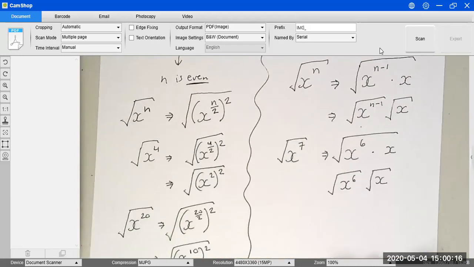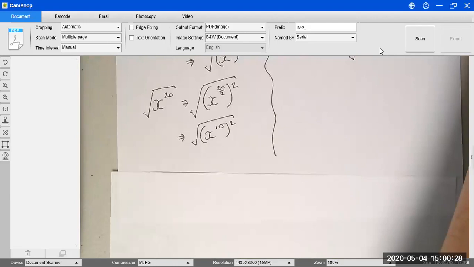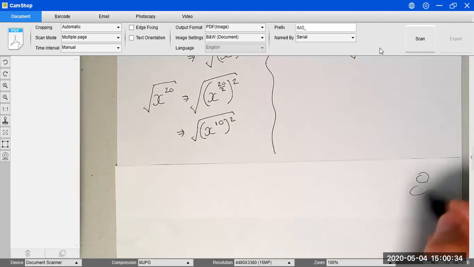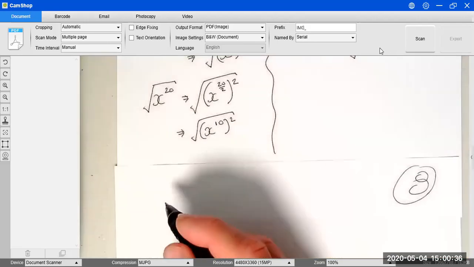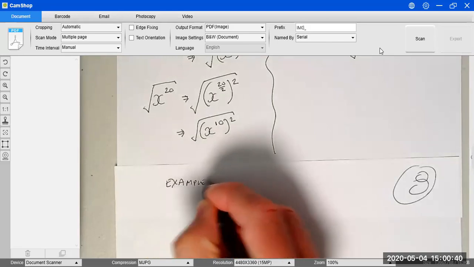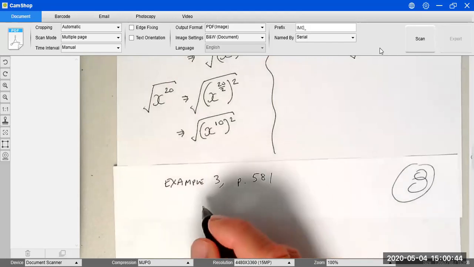So I'm going to solve 3 problems, and then you're going to continue doing the same thing, and that is going to be all for today. So let me solve 3 problems. So we're going to have plenty of time for your questions after the lecture ends. So we're going to solve example 3. Example 3 on page 581.